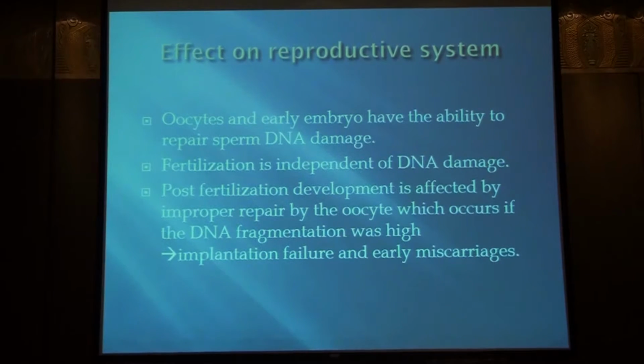Oocytes and early embryos have the ability to repair sperm DNA damage. Fertilization is independent of DNA damage, but post-fertilization development is affected by the improper repair by the oocyte, which occurs if the DNA fragmentation was high, leading to implantation failure and early miscarriages.